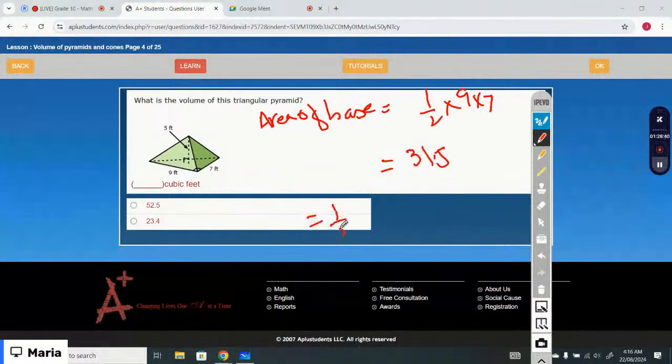So use the formula, that is 1 by 3 times 31.5 times 5. So let me just do calculations, right? 31.5 times 5 divided by 3, that is 52.5. Option number 1 is the correct option.